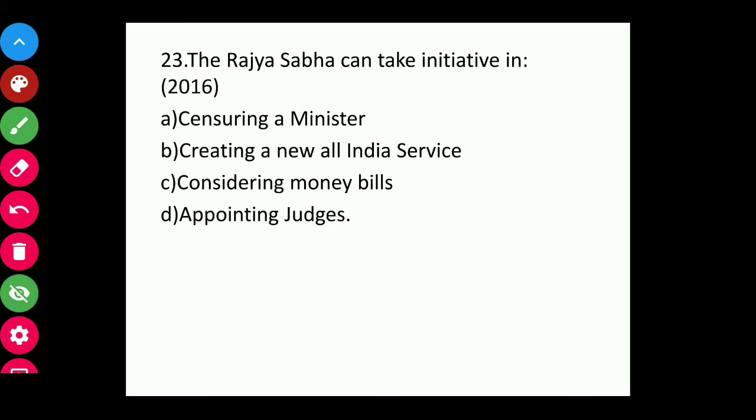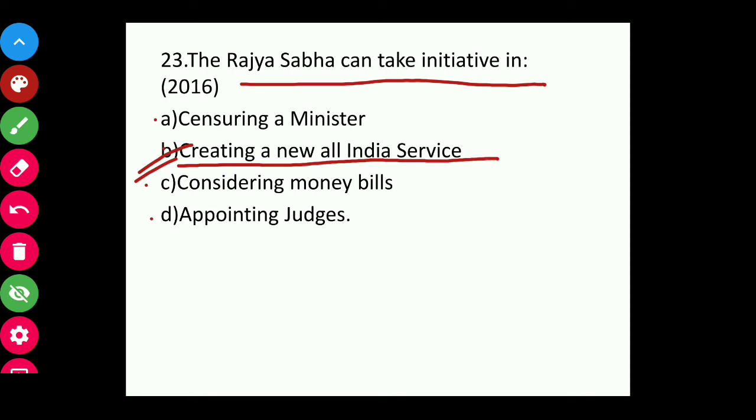23. The Rajya Sabha can take initiative in number A. Censuring a minister, B. Creating new All India service, C. Considering money bills, D. Appointing judges. So the answer is creating a new All India service. The Rajya Sabha can take initiative in creating a new All India service.